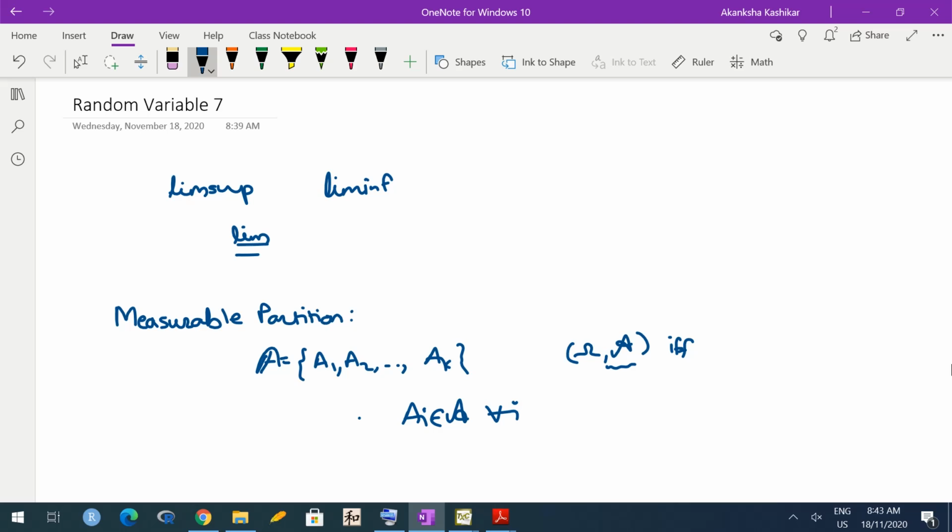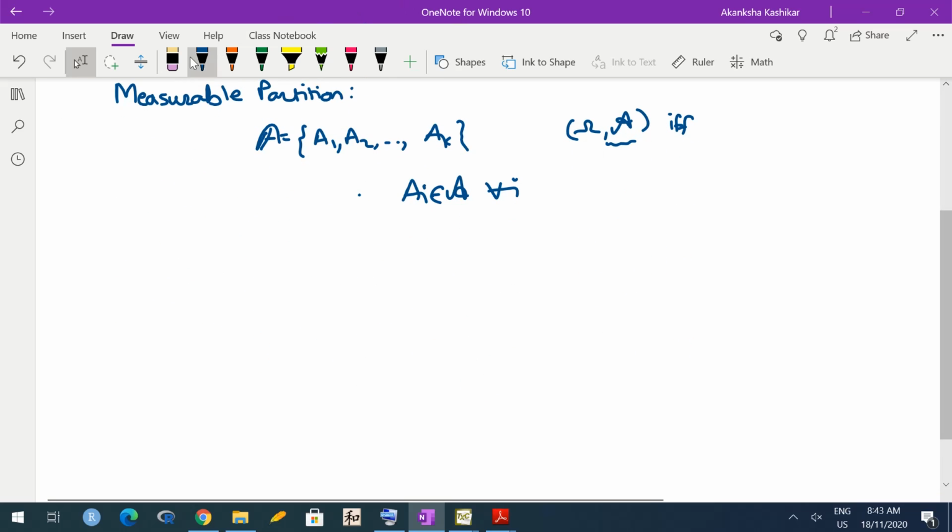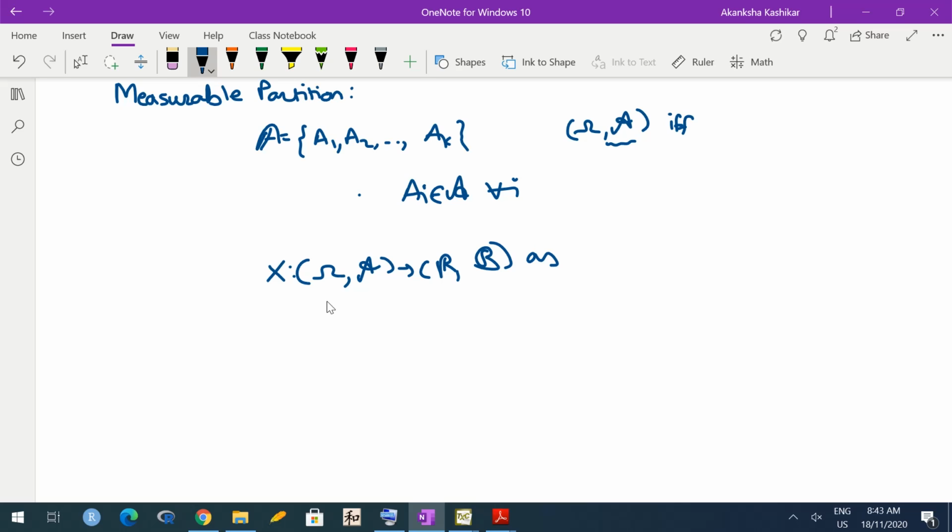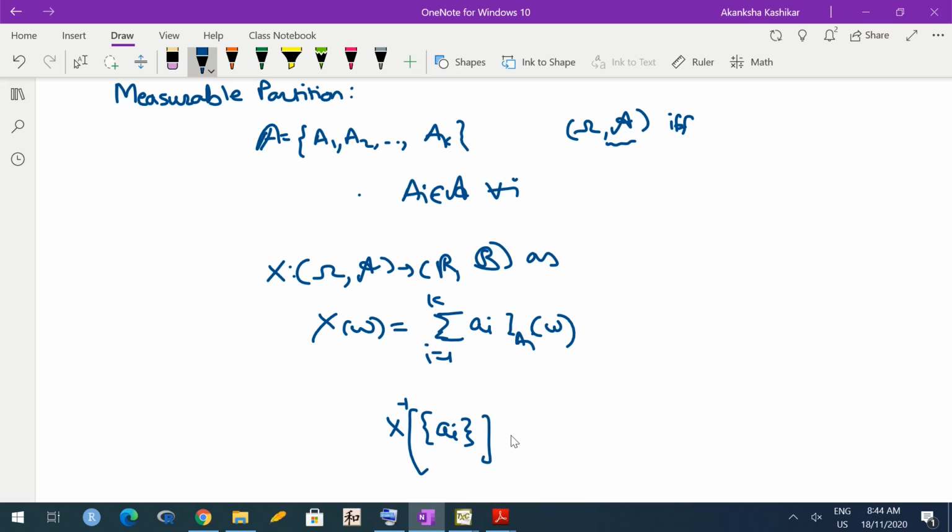So when you say something is a random variable, you need that partition to be measurable. Why do we need it to be measurable? Let us go to the definition of simple random variable and it would be easy to understand. How did we define simple random variable? We defined simple random variable X going from omega, script A to R, script B, as X of omega is equal to sum over a_i indicator A_i of omega, i going from 1 to k, right? Now, why do we need the partition to be measurable? See, if I take inverse image of singleton a_i under X, so X inverse of singleton a_i is going to be capital A_i, correct?